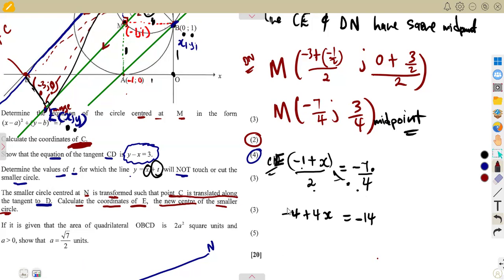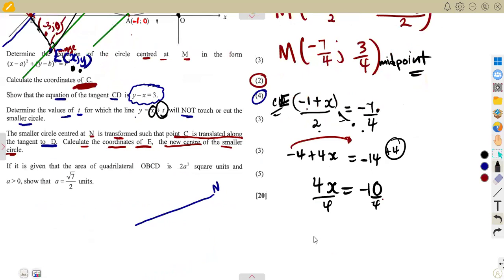So I can transpose the -4 to the other side so that it becomes +4. So 4x will be equal to -14 plus 4, so it will be a plus on this side. That's -10. Divide by 4 on both sides, obtaining the value of x, which is -5/2.